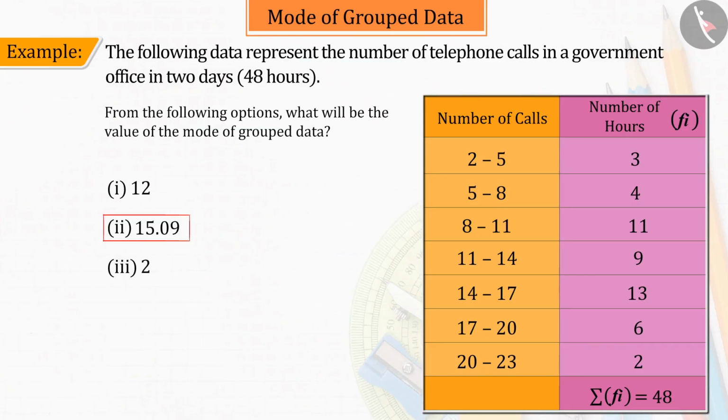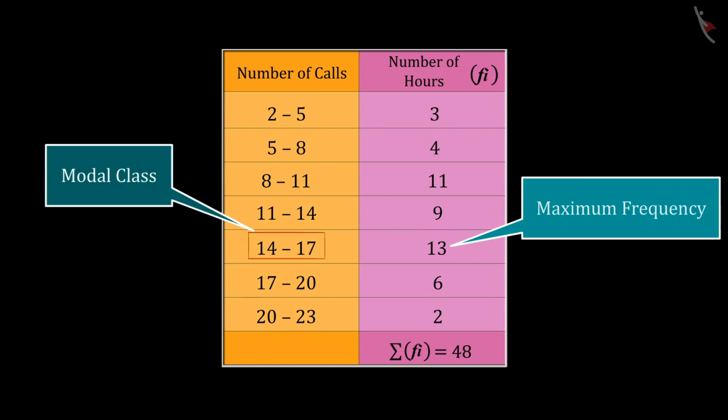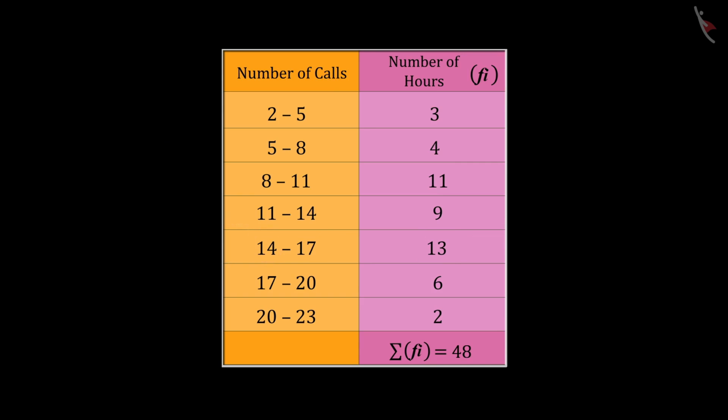Let's discuss option 2. We know that to find the mode, we first need to choose the maximum frequency of the data. So, from the given data, we can tell that the maximum frequency here will be 13, whose modal class is from 14 to 17, where 14 is the lower limit of the modal class. From the above table, we can see that the size of each class interval is the same. Therefore, the size of the class interval will be 3.